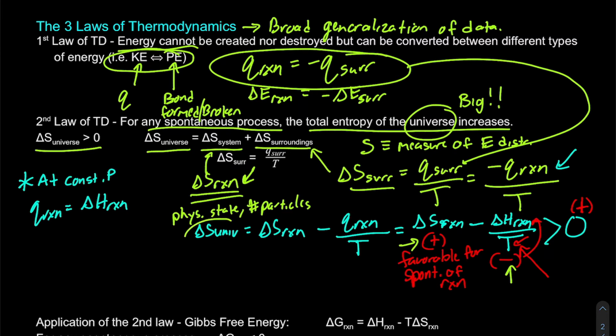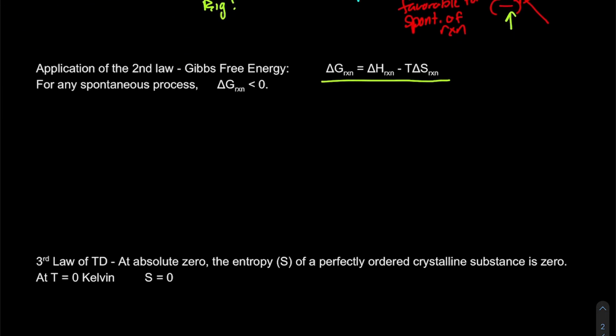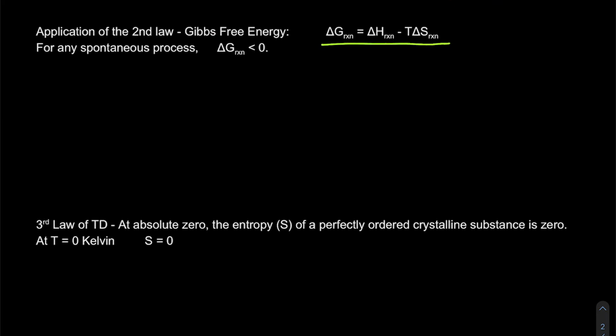Now, again, we can think about the delta S of the universe, and that being positive is a really big idea. So what we want to do is connect it to another thermodynamic value that connects our delta H and our delta S, and that would be Gibbs free energy. Gibbs free energy is the free energy change for a reaction, and it includes information about our delta H and our delta S for the reaction.